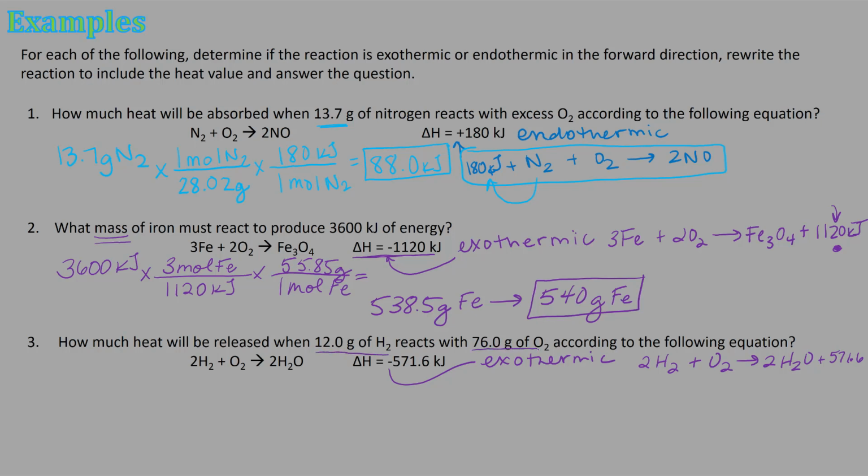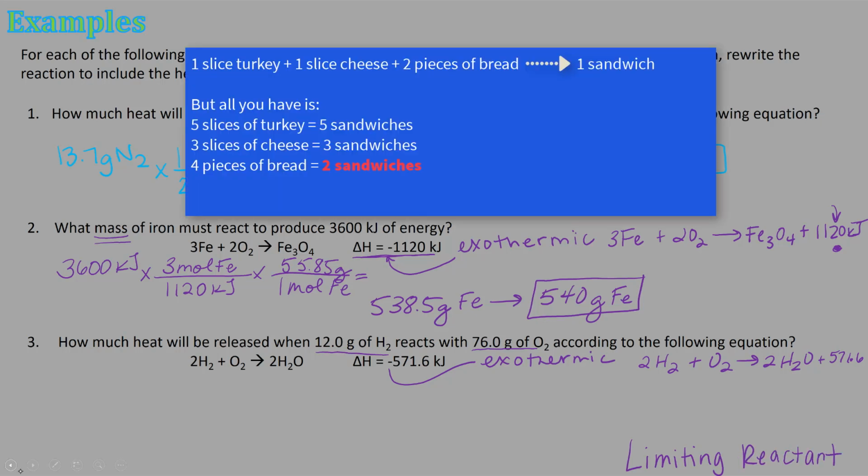So what kind of problem is this? Do you remember what it's called? It's called a limiting reactant problem, because one of those is going to run out first. So it's just like if you're making a bunch of sandwiches, right, and you have 5 pieces of turkey, 3 pieces of cheese, and 4 slices of bread, you can only make 2 sandwiches because you've only got enough bread for 2 sandwiches. You have plenty of cheese, you have plenty of turkey, unless you like 5 slices on each sandwich. That's besides the point. Whichever one runs out first, that's the most you can make.